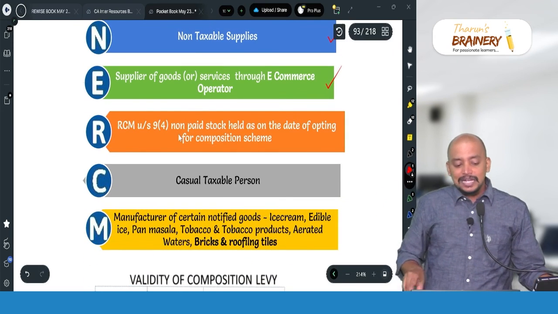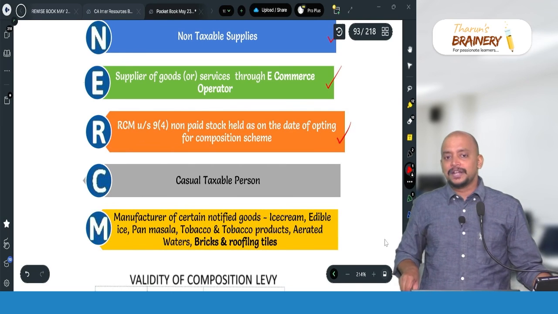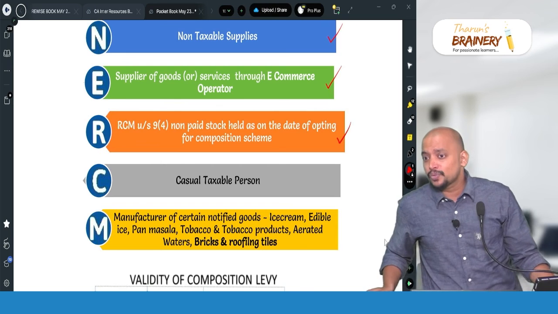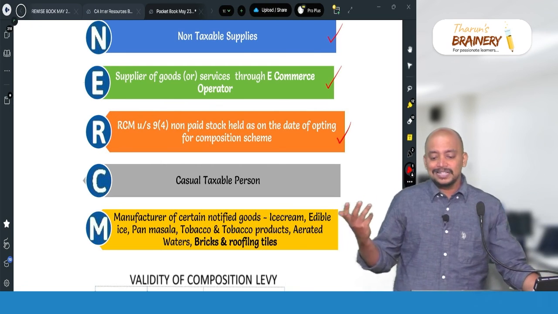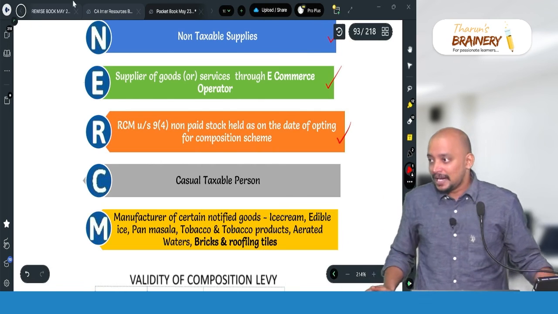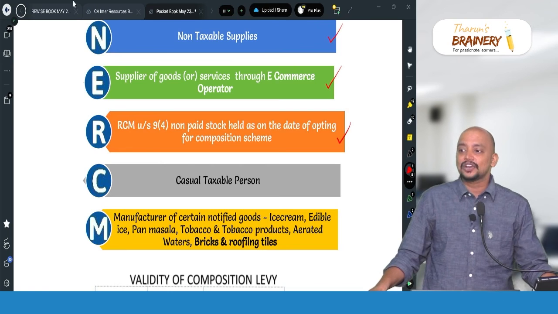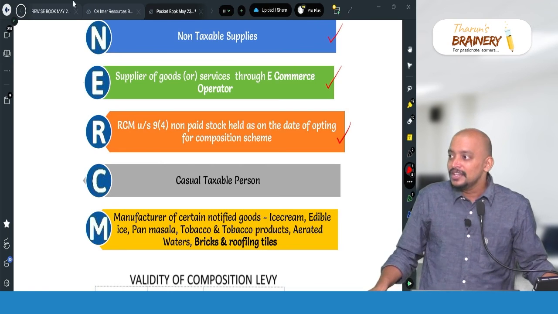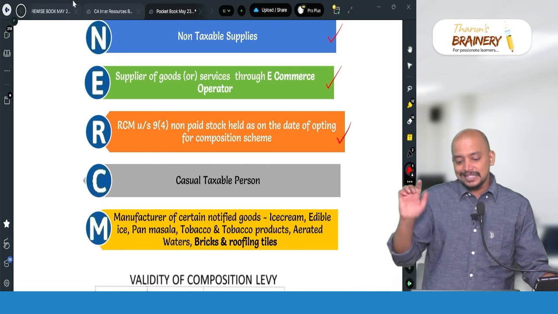Then RCM under Section 9 subsection 4 on which GST is not paid. What is RCM under 9(4)? Promoter or builder, on which GST is not paid. This condition is practically irrelevant now, because a promoter or builder's outward supply will easily cross 1.5 crores, correct or not? Therefore they will definitely not be in the composition scheme. So practically this condition is irrelevant.